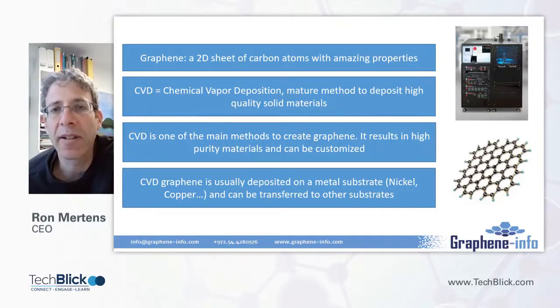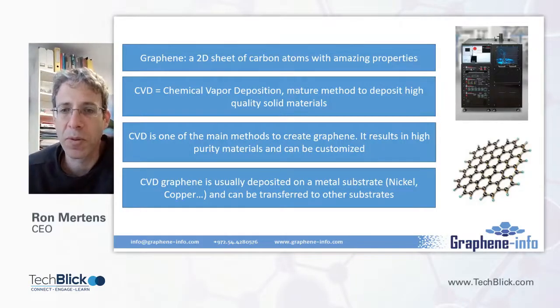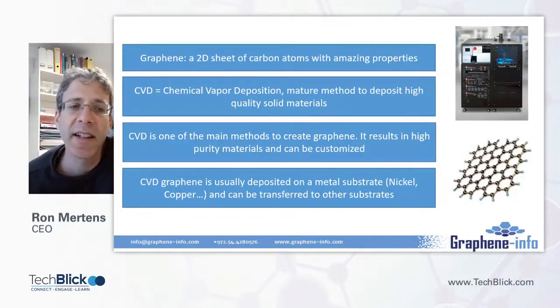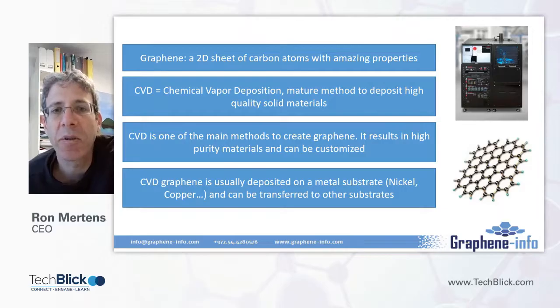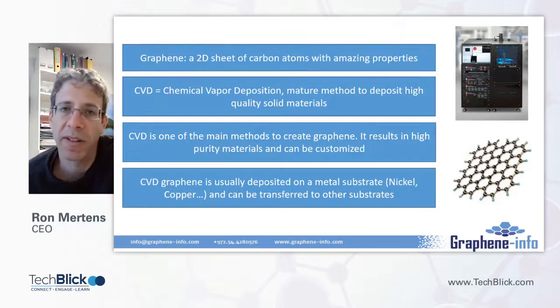CVD stands for chemical vapor deposition, and as its name suggests, it uses a gas precursor to deposit high-quality solid materials. CVD is used in many industries and has many different types. CVD is one of the main methods, in fact, to create graphene. This is a bottom-up approach, which uses carbon atoms to synthesize a graphene sheet. Generally speaking, CVD tends to create high-quality materials, and it can be customized to create different types of materials. For example, you can control the number of layers in your graphene sheet.